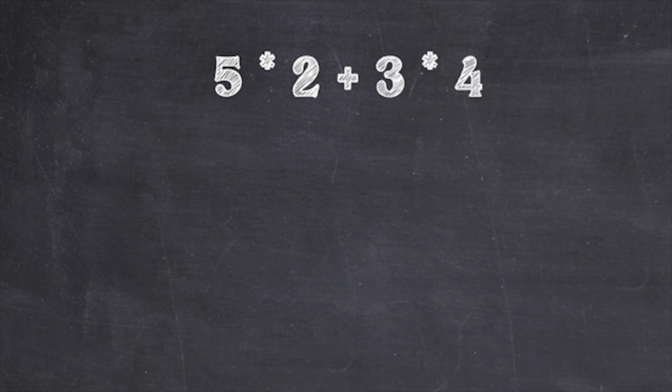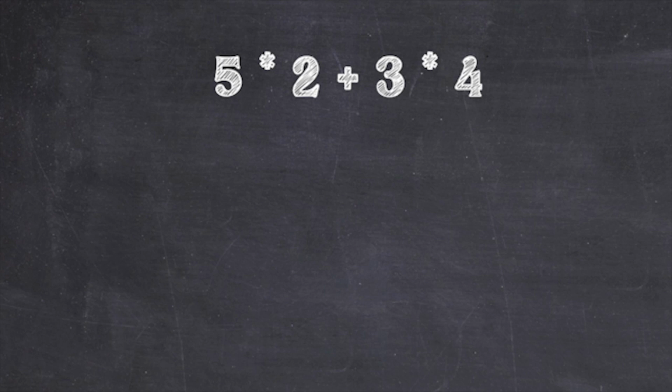Let's go back to the arithmetic expression we started with. 5 multiplied by 2 plus 3 multiplied by 4. And let's use the order of operations to simplify. Our first step is to check for parentheses or any other grouping symbols. There are no parentheses in this expression, so we can move on. Our next step is to check for exponents. There are no exponents in this expression, so we can move on.